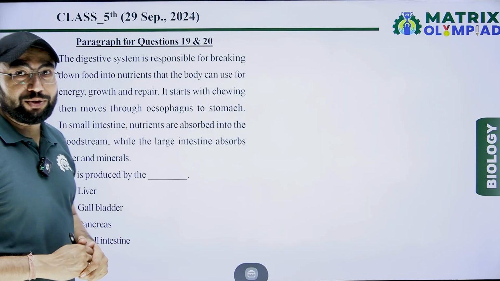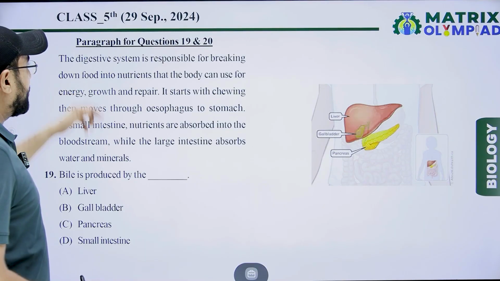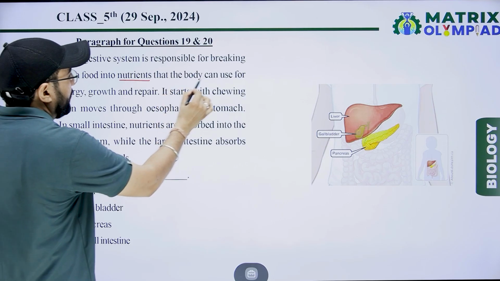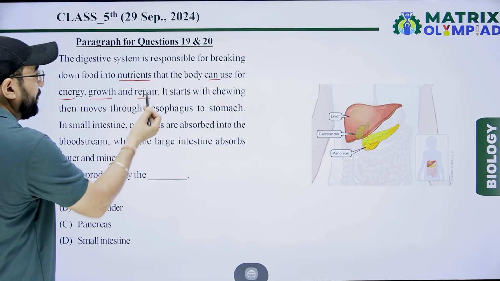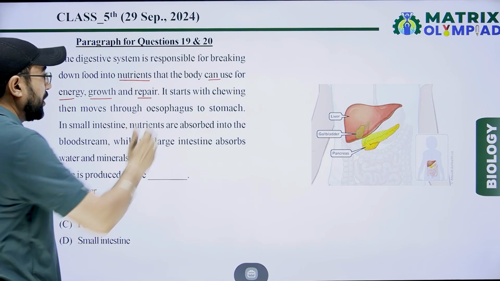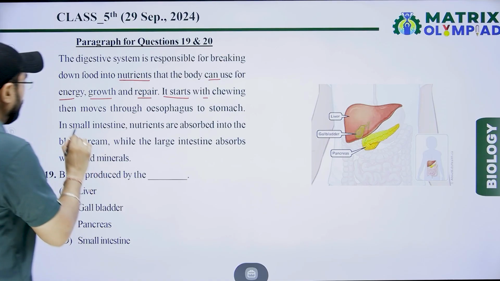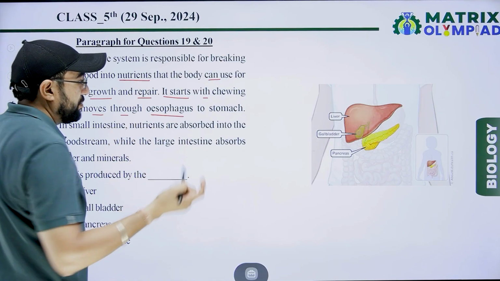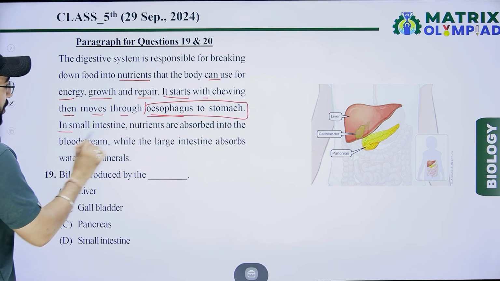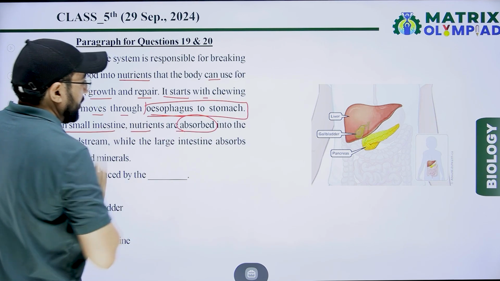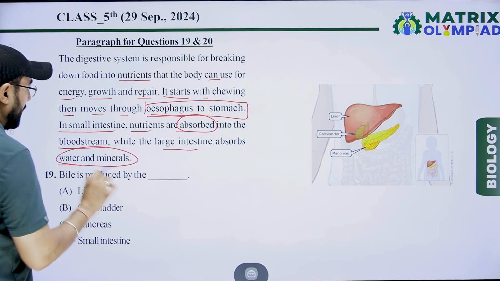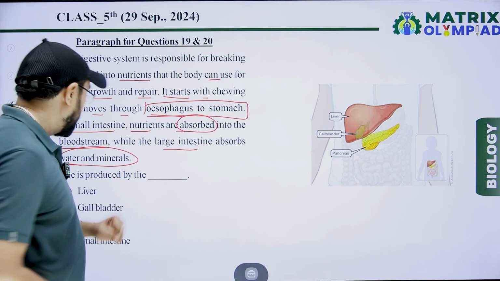Next question, a paragraph based question. The digestive system is responsible for breaking down food into nutrients that the body can use for energy, growth, and repair. Complex particles break down into simple particles. It starts with chewing, then moves through the esophagus, meaning the food pipe, to the stomach. Next, in the small intestine, nutrients are absorbed into the blood serum, while the large intestine absorbs water, minerals, and some amount of drugs.